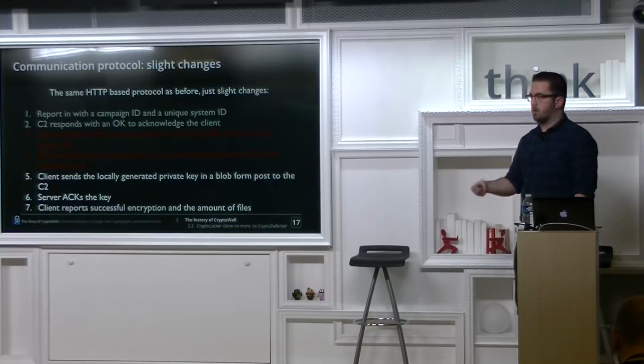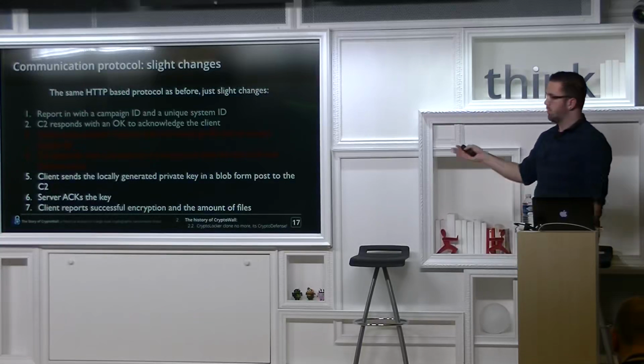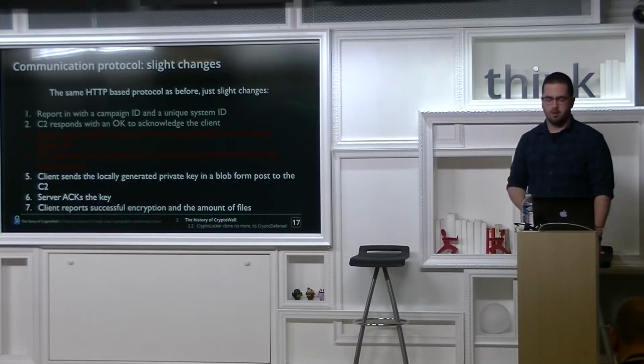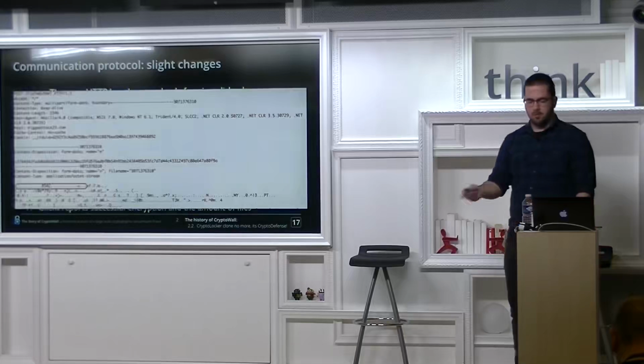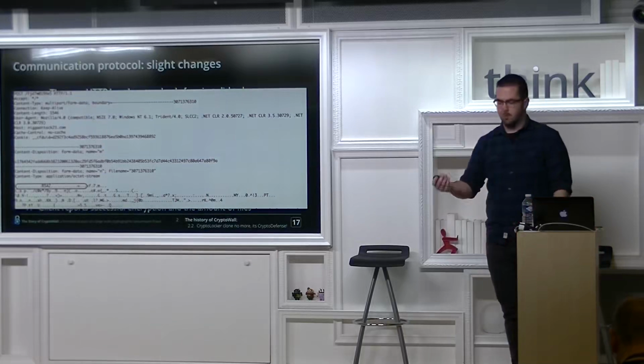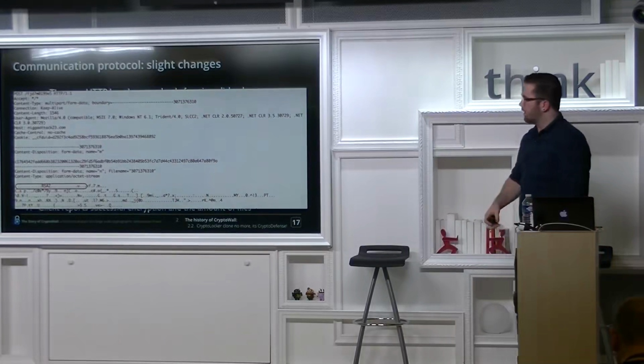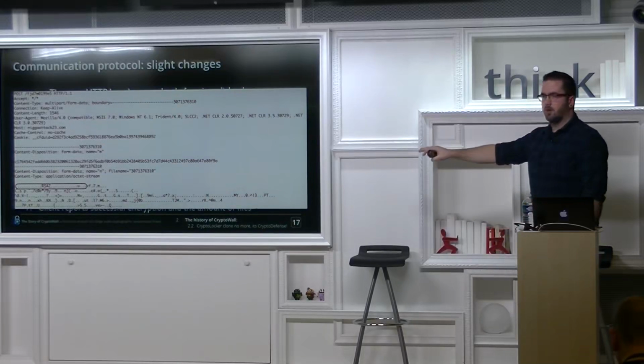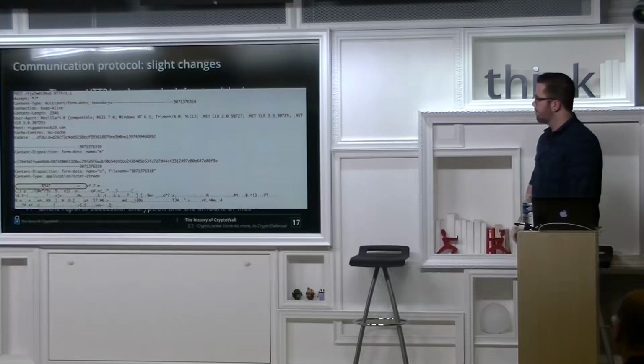The server would acknowledge that the client sent the key, and then it would report in how many files it actually encrypted on the system. So network-wise, small change. There was an extra POST request. You saw some data in there, and quite obviously you see some artifacts of the RSA file blob, basically.